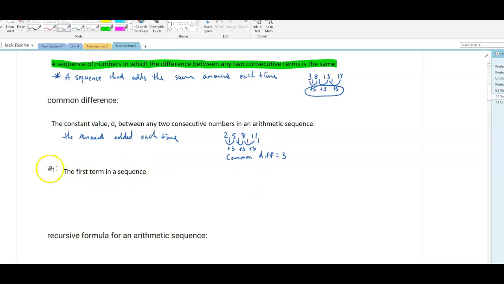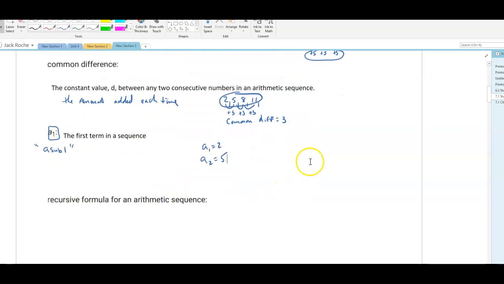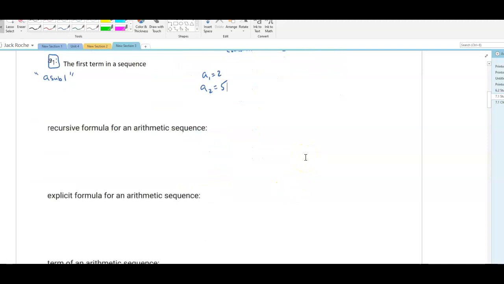Okay, when you see this symbol, a sub 1, it's basically telling you the first term in the sequence. So if I had to take this sequence up here, I would say a sub 1 is 2. Now, if I wanted to say what a sub 2 is, that would be the second term in the sequence, which would be 5. So that's just a way we identify the number term we are in the sequence.